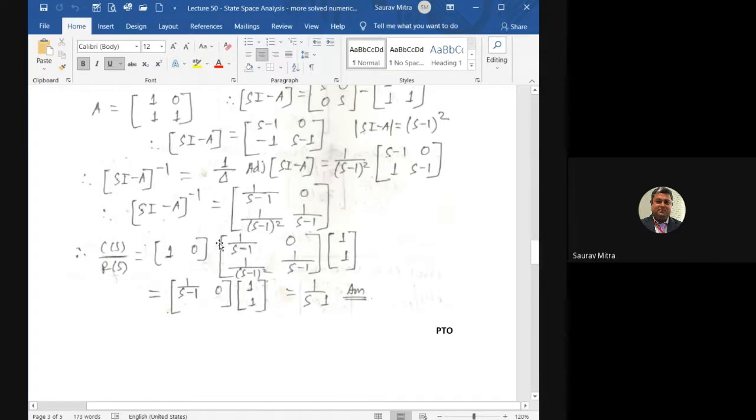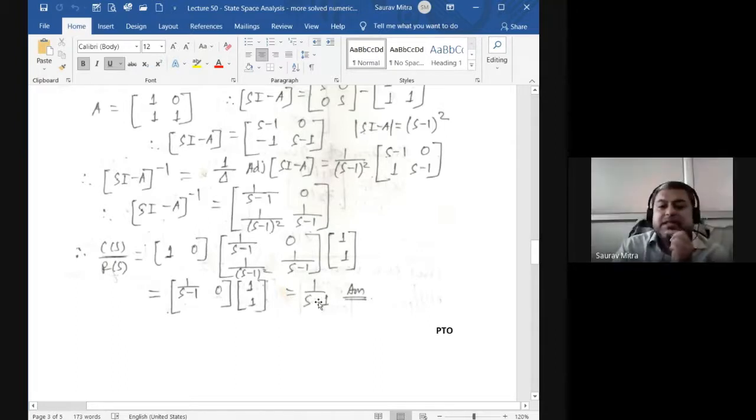Now if you just multiply all these things, so first what we have multiplied is this first C matrix with SI minus A inverse. If you are doing that, you will be finding only the top row is remaining. Only the top row, the bottom row goes, because the second column element in C matrix is equal to 0. And 1 by S minus 1 into 0, if you're multiplying with 1 1, you're finding 1 by S minus 1. So there is a minus here, you can understand. So this C(s) by R(s) transfer function is 1 by S minus 1.